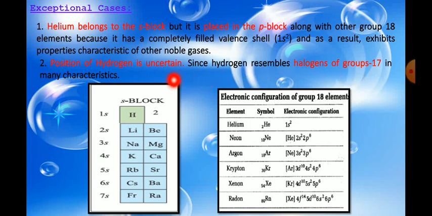At last it has been placed in group number 1, in S block. As per the electronic configuration 1s1, 1 electron enters into the s orbital, so they have placed it in S block. But property is similar to what? Halogens. Okay, so since it's the first element with 1 electron, it's being placed in group number 1. Clear? So these two are exceptional cases in the classification of elements into 4 blocks.